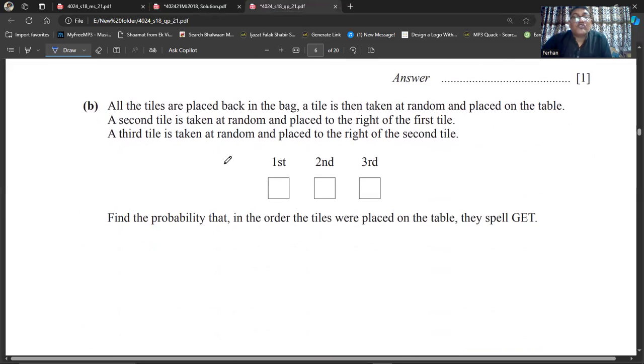Okay, now we are going to question number 4, B part. All the tiles are placed back in the bag. A tile is then taken at random and placed on the table. A second tile is taken at random and placed to the right of the first tile. A third tile is taken at random and placed to the right of the second tile. So find the probability that in the order the tiles were placed on the table, they spell GET, G-E-T. So this is the specific order. First of all, I should get G, then I should get E, then I should get T.